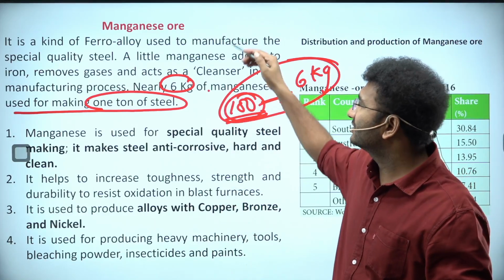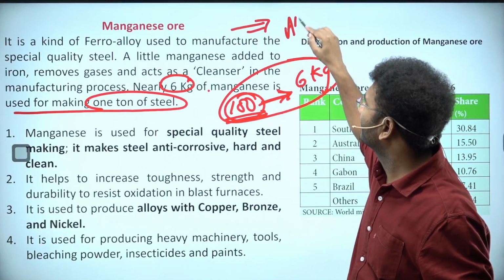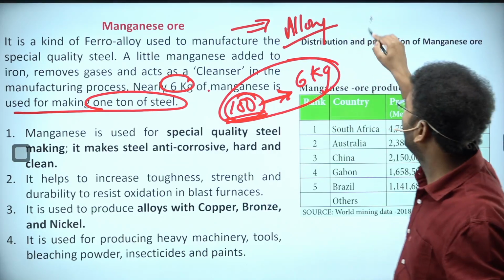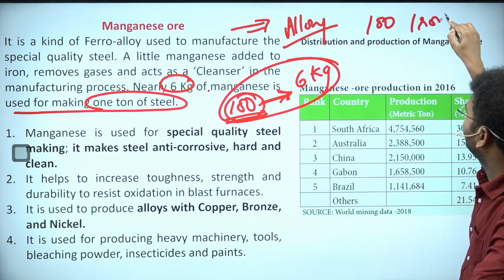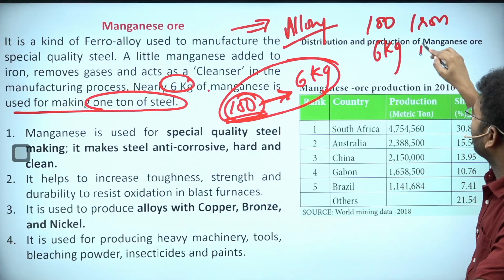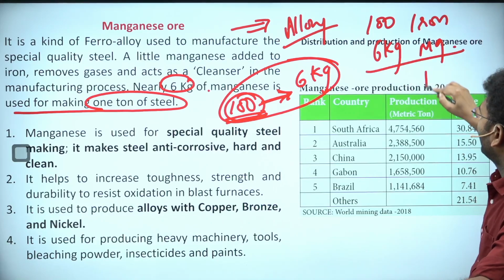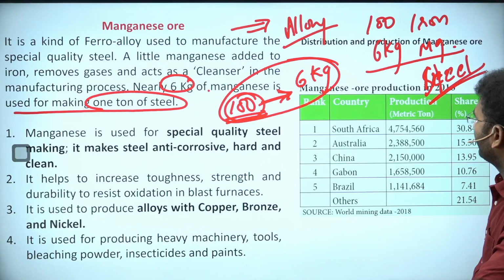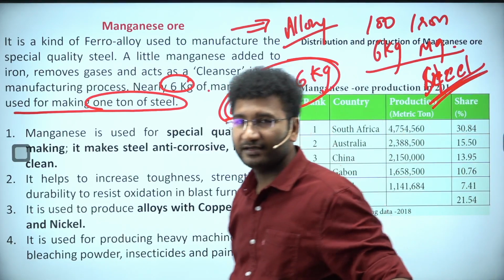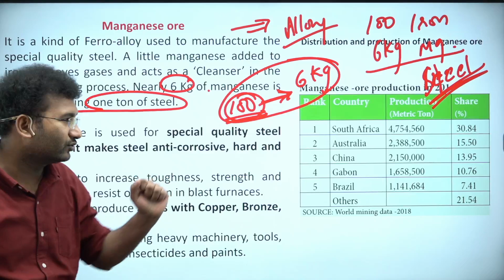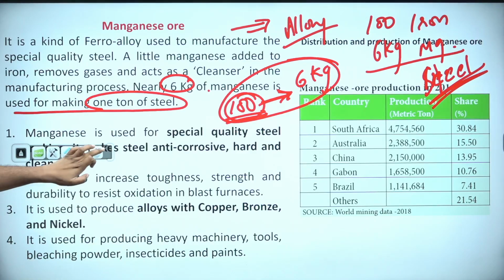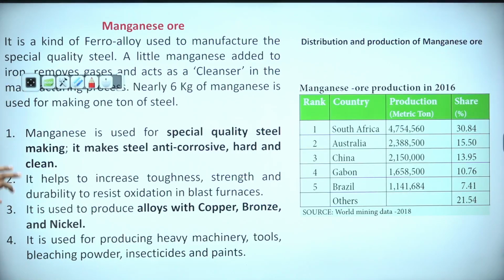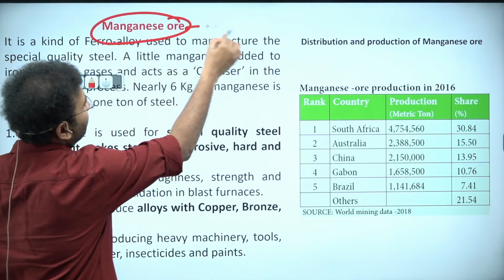So manganese is used as an alloy. That means for every 100 kgs of iron you add 6 kg of manganese, this will become an alloy, and that is your steel. Steel is an alloy of iron, right? This is how manganese is used, right? It is helping to strengthen the iron. It is also used in alloying nickel.